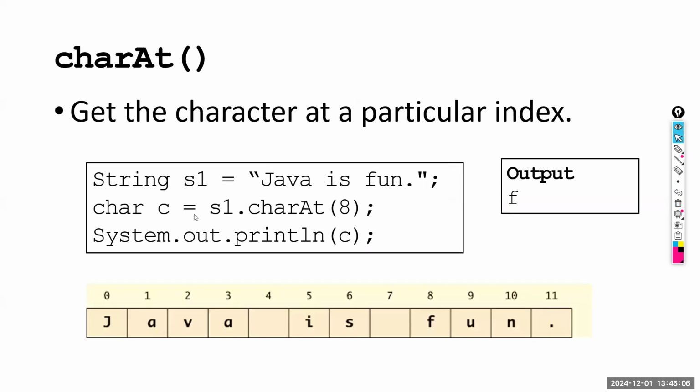Then you have the charAt method. The charAt method will give you the character at a particular index. Remember, this is zero based. It's an array internally. 0, 1, 2, 3, 4, 5, 6, 7, 8, 9, 10. Dot T is 11. So what is the character at 8? That is obviously F. So therefore, we assign it to a char variable because it gives you a char, and then print it. And obviously, it is going to print F.